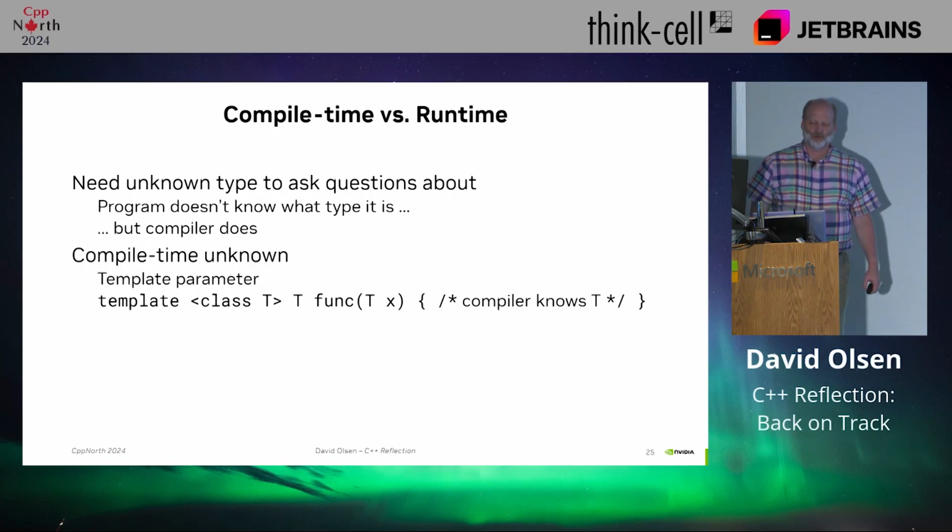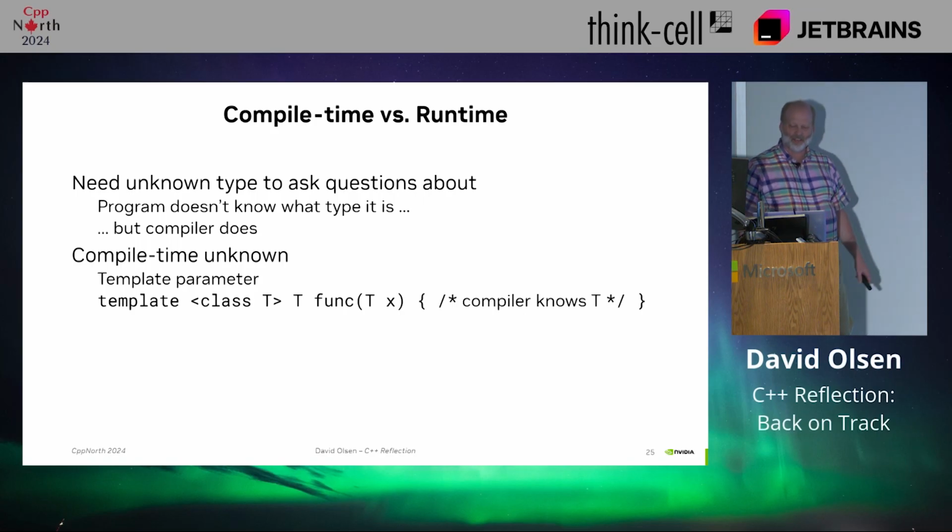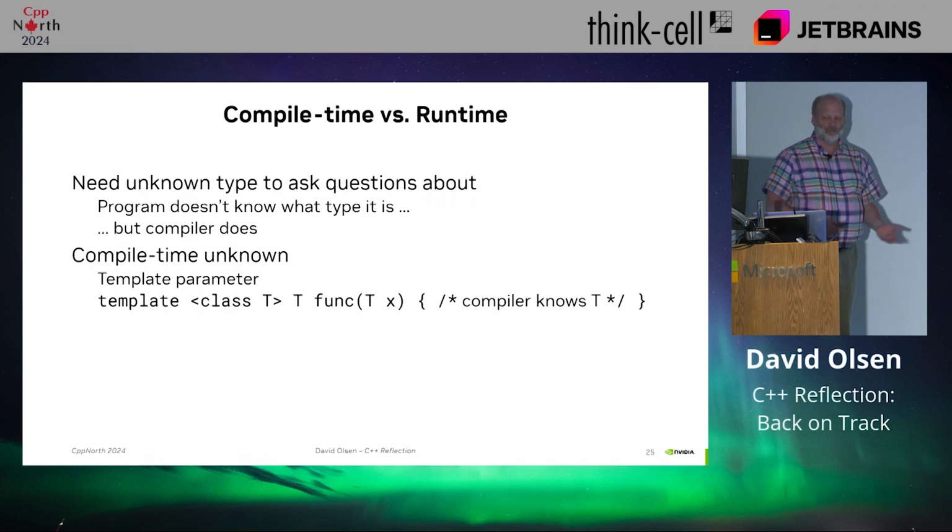An example of code using an unknown type at compile time is a C++ template. In the function template here, at the end, the code inside the function doesn't know what the type t is, but the compiler knows what t is when the function is instantiated. You might point out that the code that calls the function probably knows what t is, but the code inside the function does not, which is the important thing.